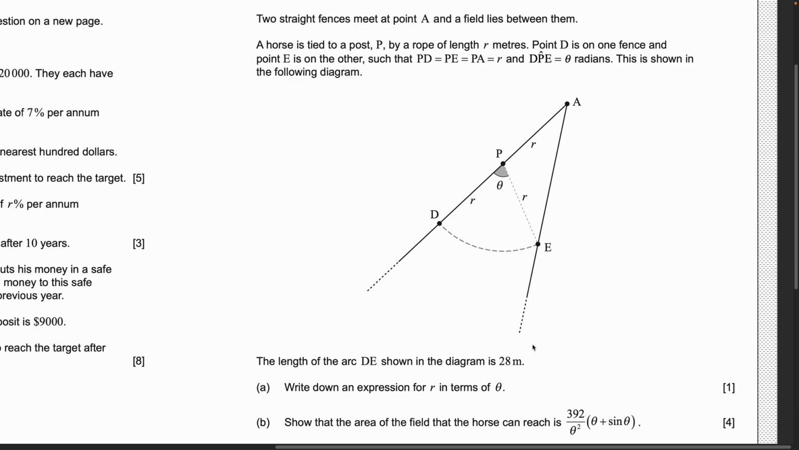Alright, now, it says write down an expression for R in terms of theta, so I want to solve for R. So R would equal 28 over theta. Okay? Show that the area of the field that the horse can reach is that. So the horse can reach this area here and this area here, correct?